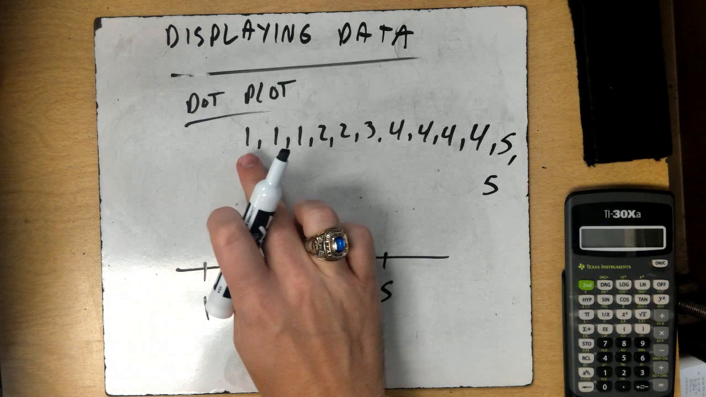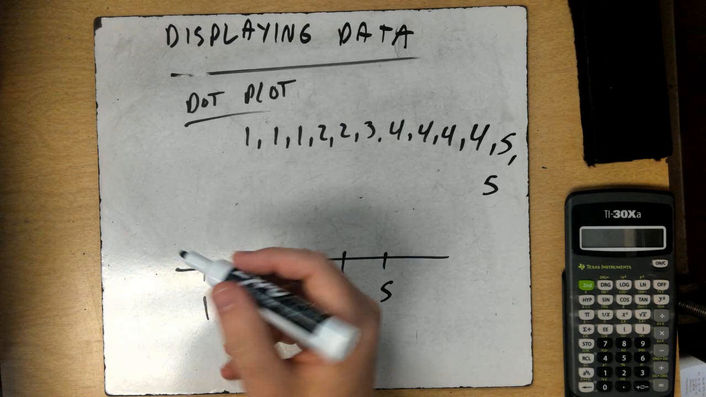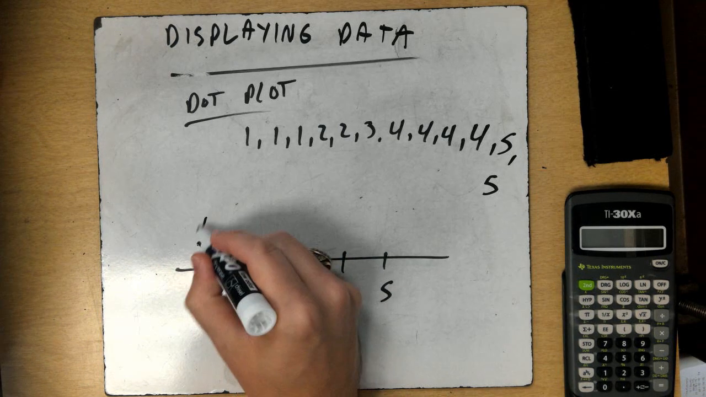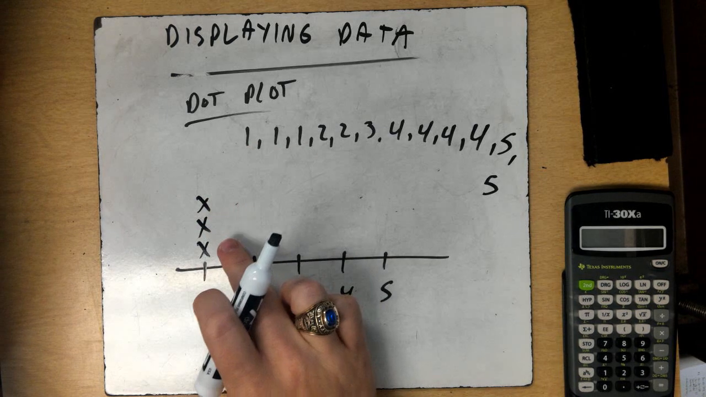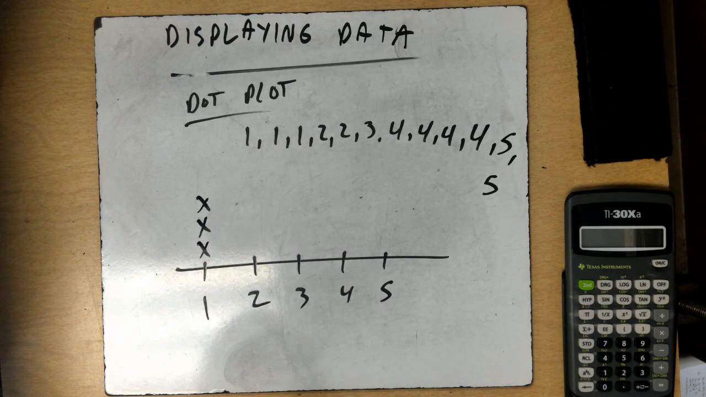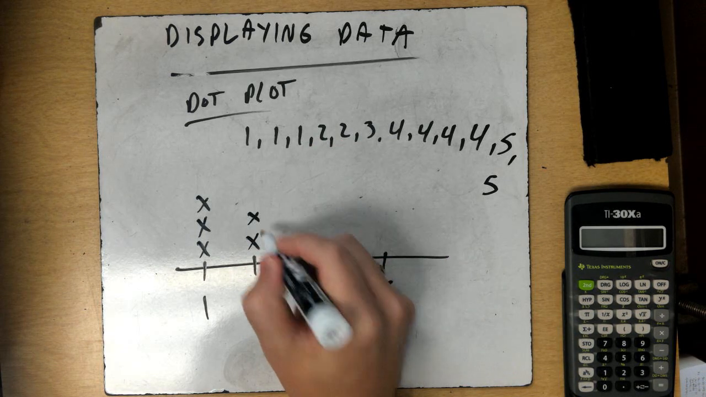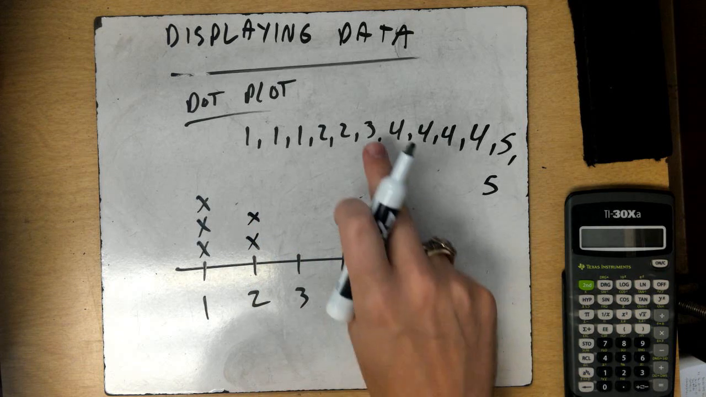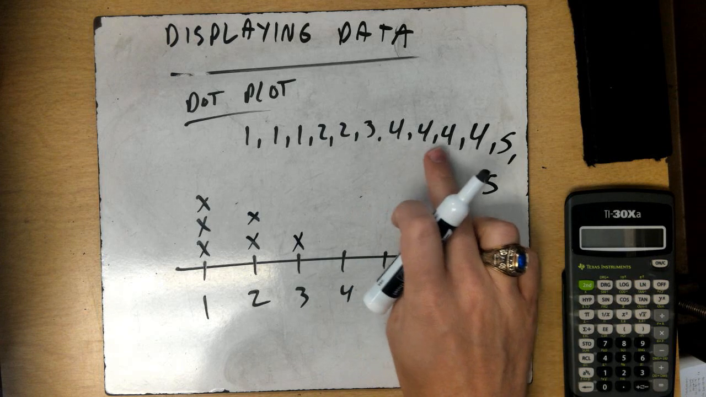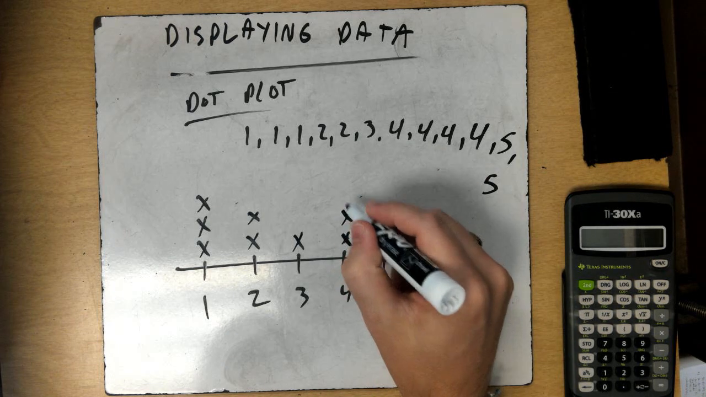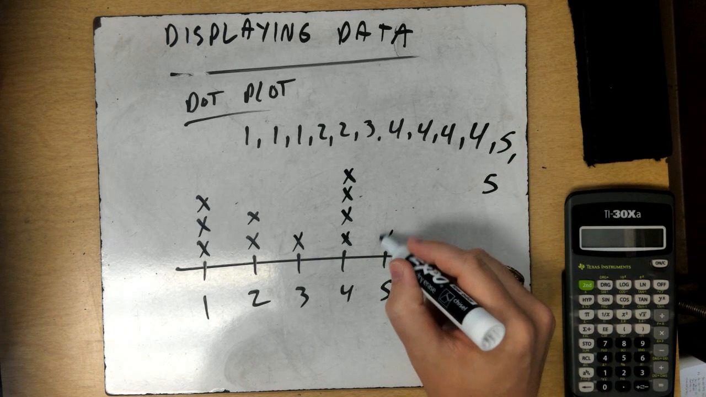So for example, we have 3 ones, right? So here we're going to have 3 dots or X's. I'm going to write X's to make it easier to see. So 1, 2, 3 on number 1. Number 2, we have 2 2s. We have 1 3, so only one X here. We have 4 4s, so 1, 2, 3, 4, and then 2 5s, 1, 2.